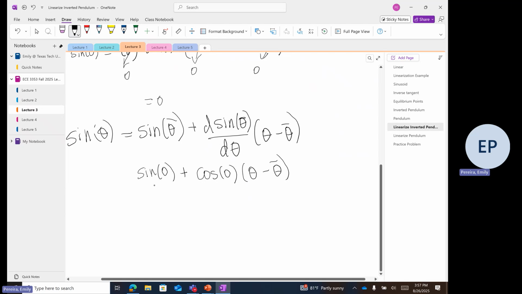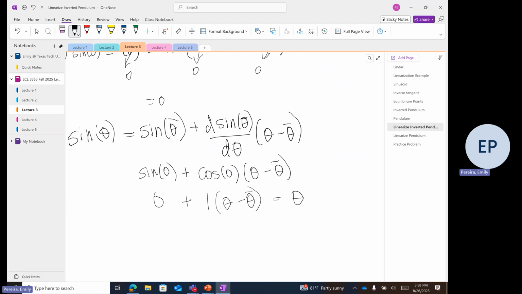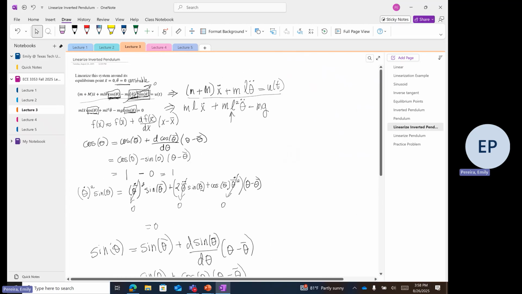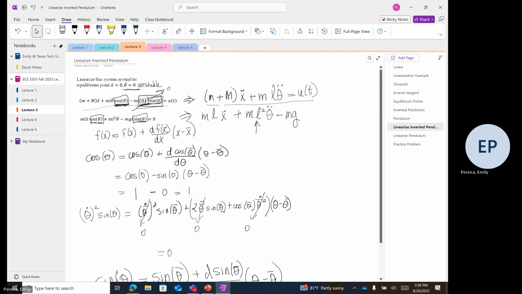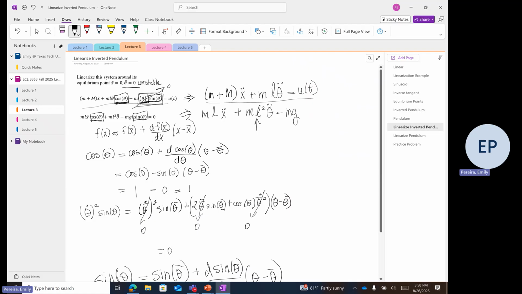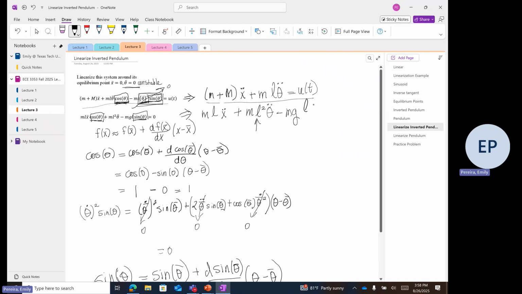So this is sine of 0 is 0, plus cosine of 0 is 1, times theta minus theta bar. So this is going to be theta, because theta bar is again 0. So sine of theta at theta bar is equal to theta, sorry. So we plug in theta here, mgl times theta equals 0. So again, this is our linearized version for the inverted pendulum.